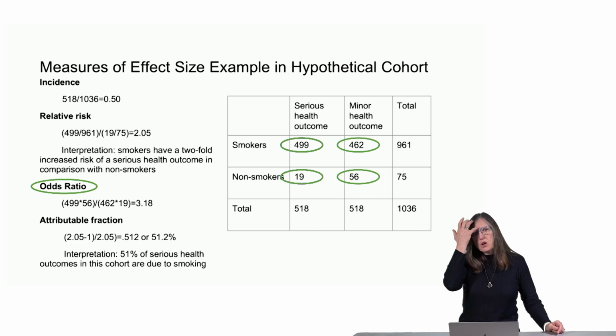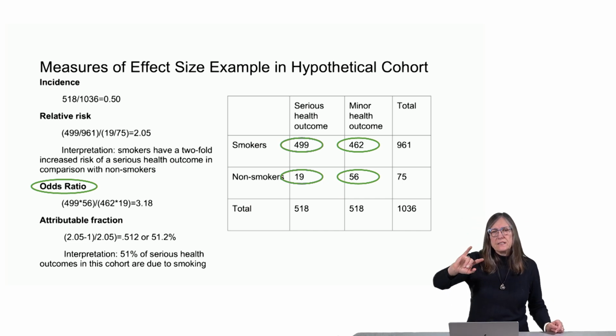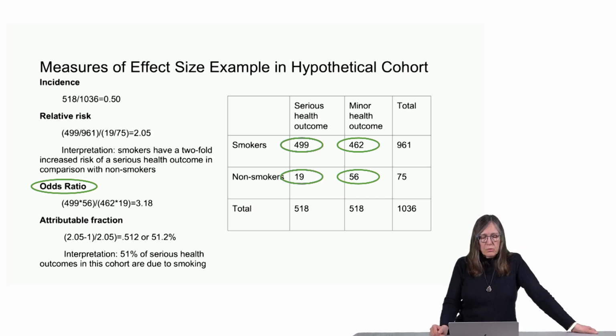Again, we're looking at A times D divided by B times C, and you get 3.18. Remember that I said that an odds ratio oftentimes overestimates a relative risk, and you see that here. The reason for that in this case is because the serious health outcome is actually relatively high. So in that case, the odds ratio really is not as good a representation of relative risk.